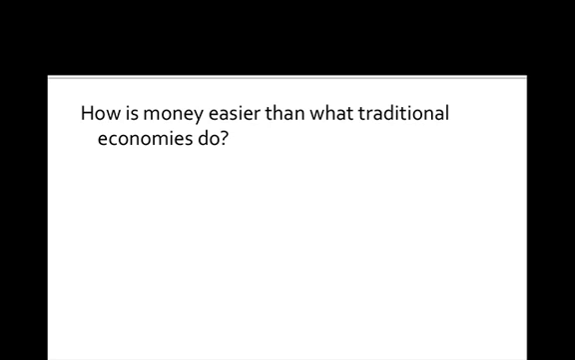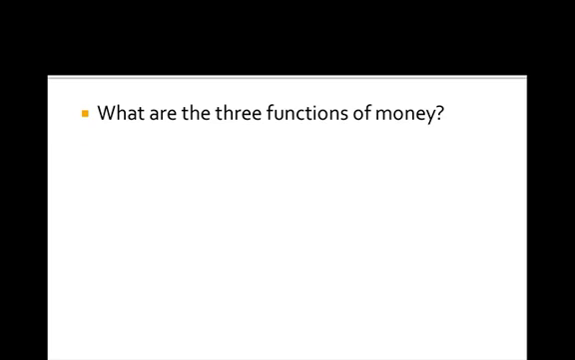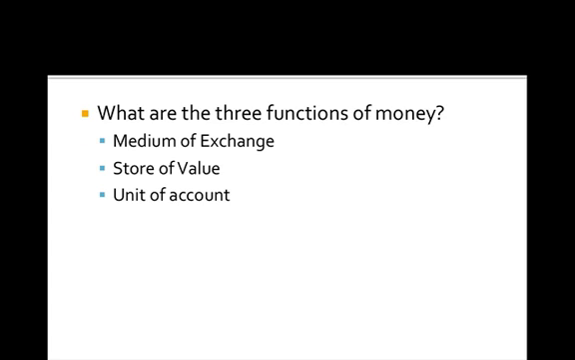So it's easier to use money to trade goods than to trade goods that either party may not want. The three functions of money: they are a medium of exchange, we trade it for stuff; a store of value, it retains value over time, unlike, say, PlayStation 3, which of course clearly loses its value when something new replaces it. And it's a unit of account, so it's a way that we can measure the value of something in a way that's fair across, showing what the market values it at. Even if it's not something you want, you can see that the market sees it's valuable or not valuable.